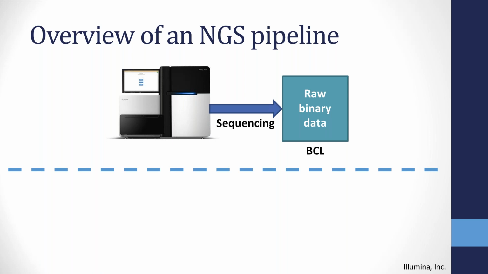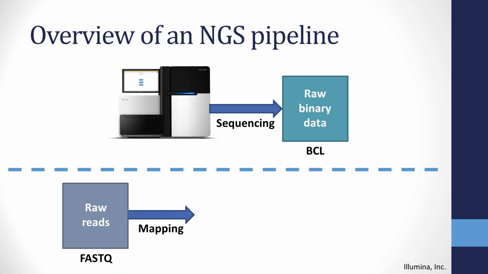So I'm going to ignore the BCL format, and we're going to start from actually the raw reads themselves. The raw data can be converted to reads, and the reads are stored in what's called the FASTQ format. Then we take those reads and we place them in a genomic context.